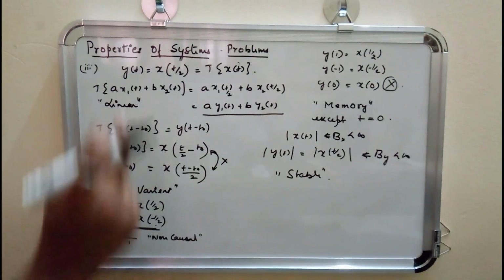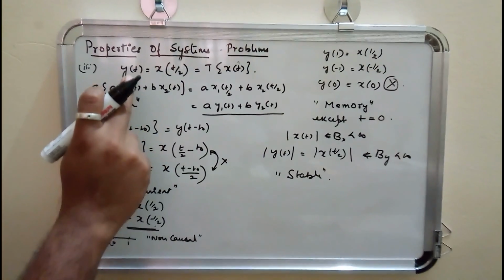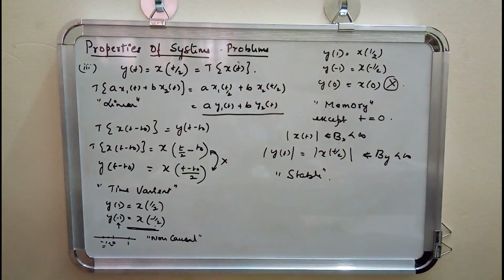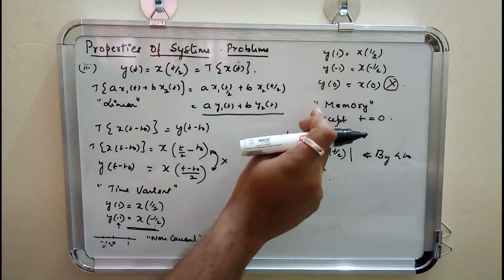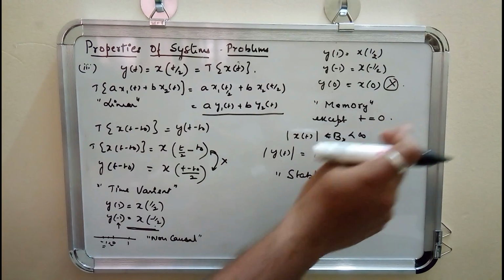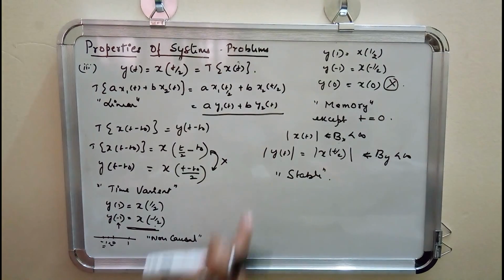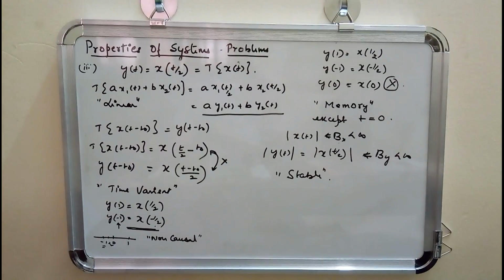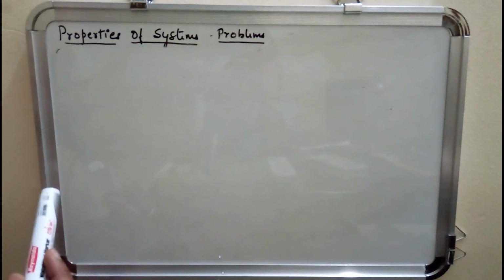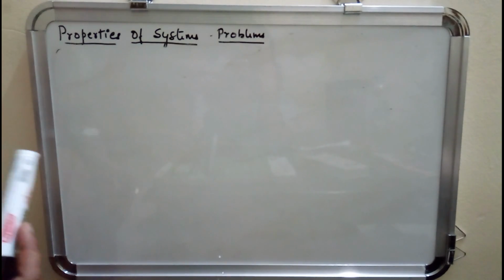So the system represented by the input-output relationship y of t equals x of t by 2 is linear, time variant, non-causal. It has memory for all values of t except for t equal to 0, and it is stable. I've solved 3 problems in this video under properties of systems.